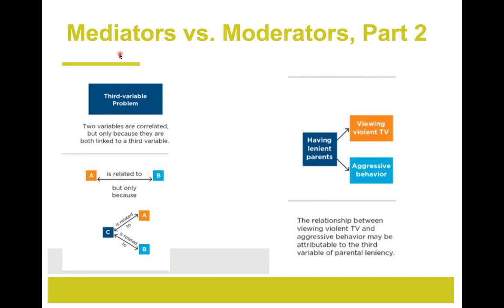And lastly, it could be the case that viewing violent TV and aggressive behavior are not related to one another at all. They are simply related to a third variable, which could be having lenient parents. Having lenient parents is related to viewing violent television. Having lenient parents is related to aggressive behavior, and viewing violent television has nothing to do with aggressive behaviors. That would be a third variable.